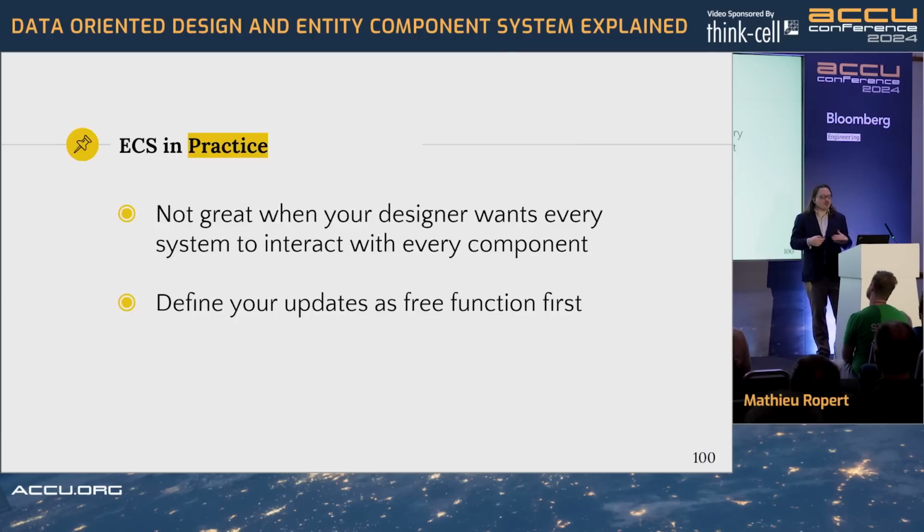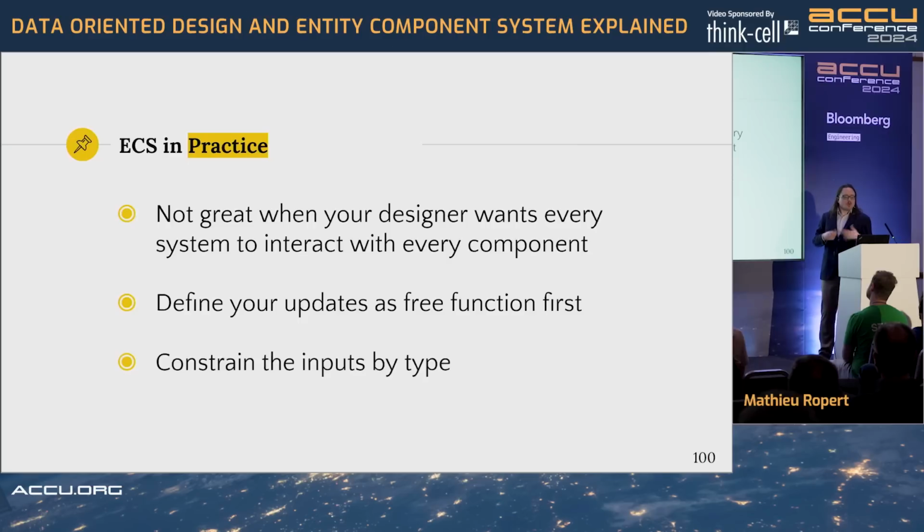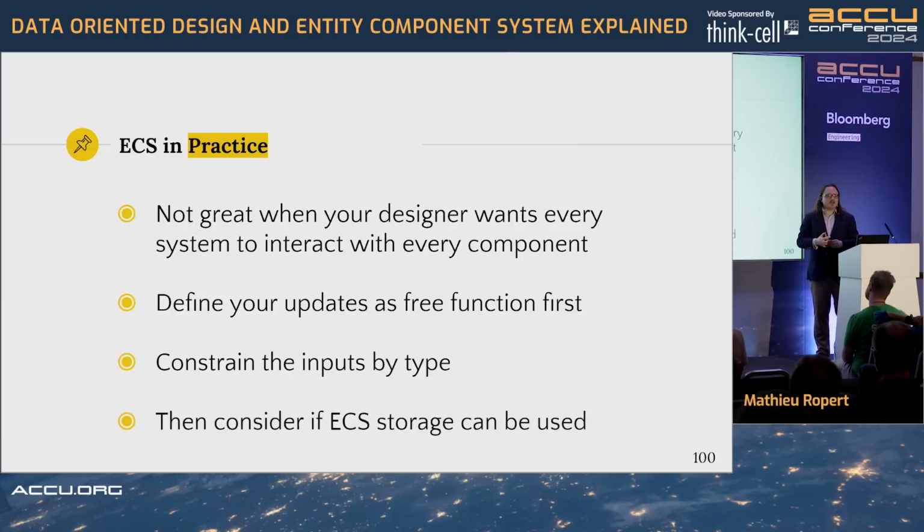Write your updates as free functions first, and then constrain the input by type, right? So you start saying, okay, I want to do an update on my game. I want to do a bulk process in my application. So write a free function that takes a span of A, B, and C's, and then say, well, okay, since I'm taking spans of A, B, and C's, maybe these A, B, and C's could be stored in ECS style storage because that's way more efficient for iteration than, I don't know, a map or whatever storage type you use.